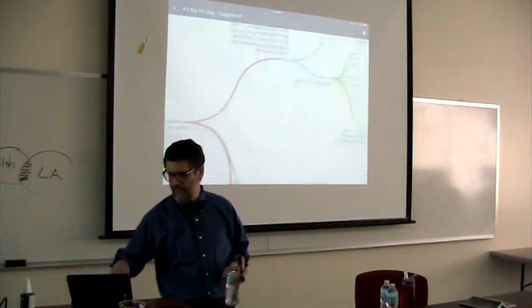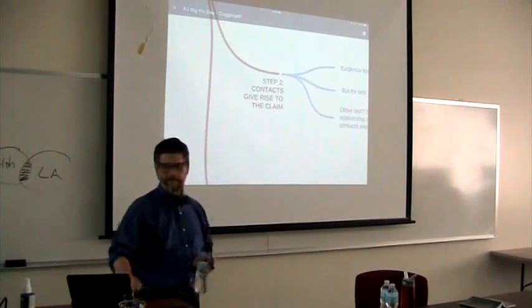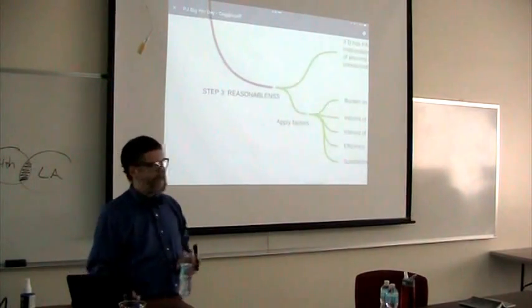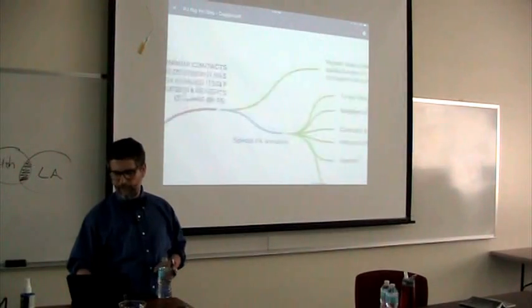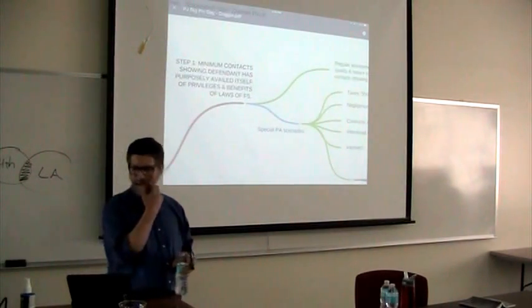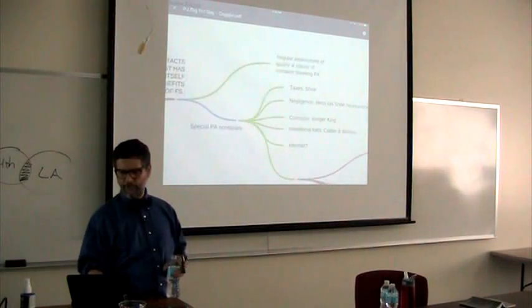I'll get back to that in a second. Step 2, the contacts give rise to the claim. And third, the exercise of PJ would be reasonable. All right, let's go to those 3 steps in a little bit more detail. Minimum contact showing D has purposefully availed itself of the privileges and benefits of the laws of the forum states.